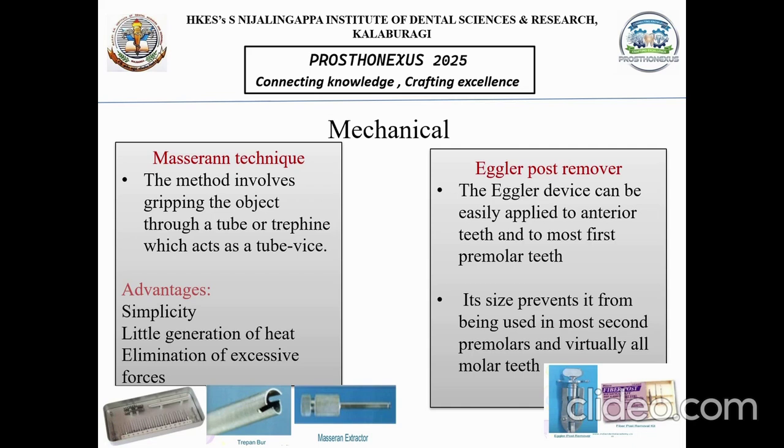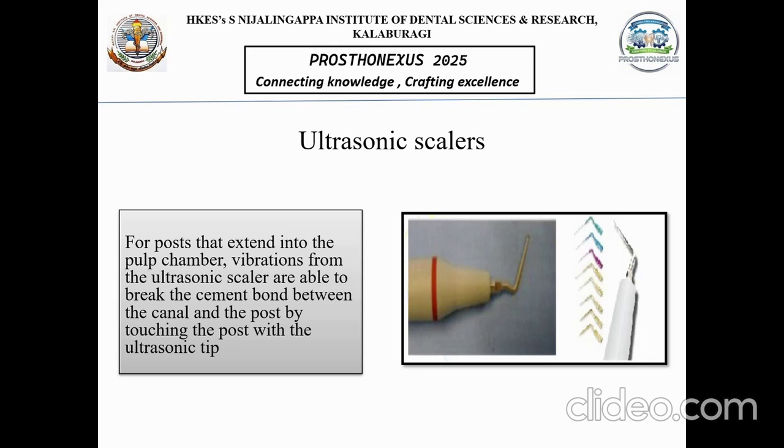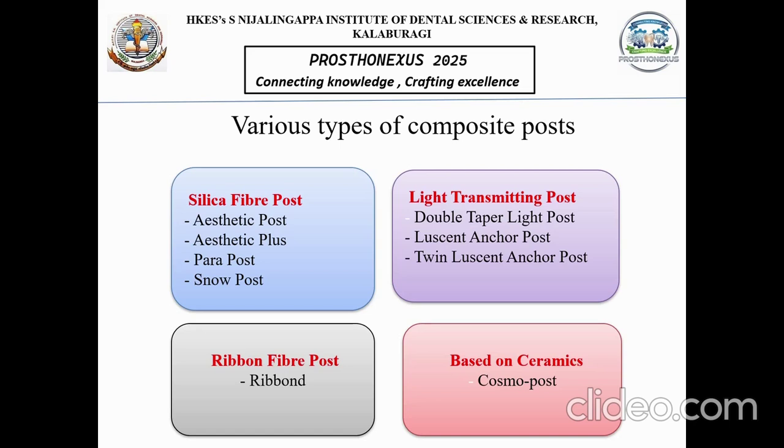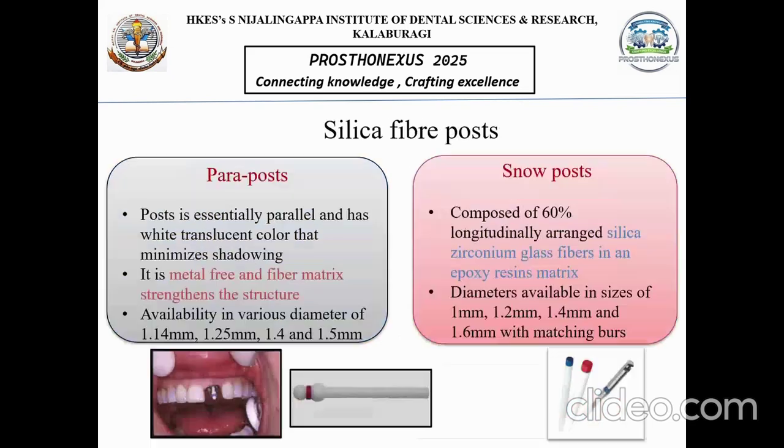Then we have something called the Eggler post remover. It is basically used in case of anteriors and premolars. Its size prevents it from being used in second premolars and virtually all molar teeth. Then we have ultrasonic tips or ultrasonic scalers, which cause debonding of the luting agent from the posts, and in turn it becomes substantially easy for us to retrieve the posts. Now, what are the recent advancements? Recent advancements: we have various types of composite posts, silica fiber posts, light transmitting posts, ribbon fiber posts and so on.